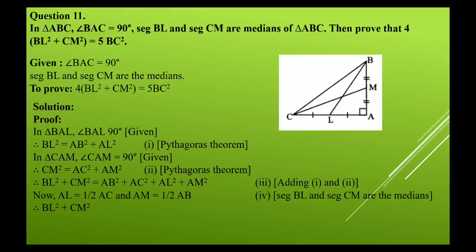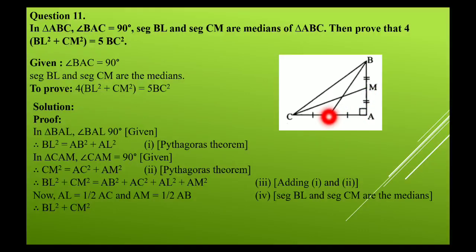Solution. In triangle BAL, the small triangle, angle BAL is 90 degrees, given. So I am going to apply Pythagoras theorem, children. Here Pythagoras theorem is BL square is equal to BA square plus AL square.